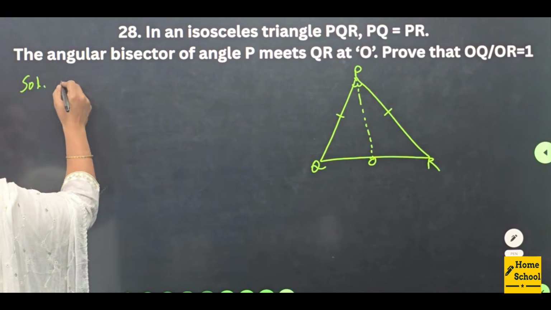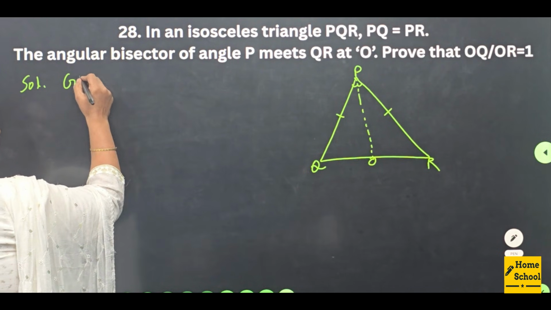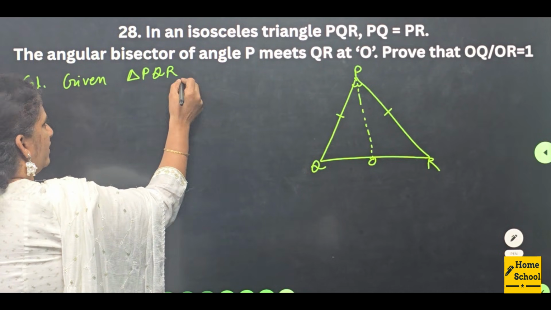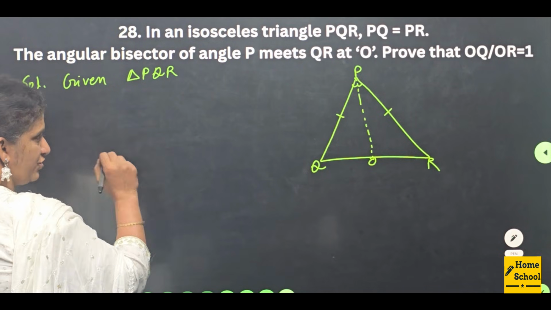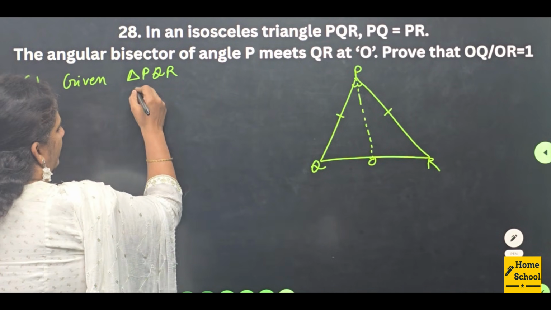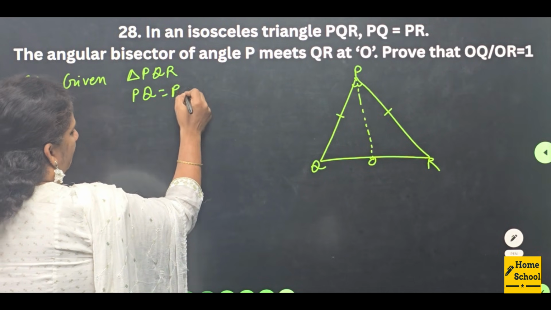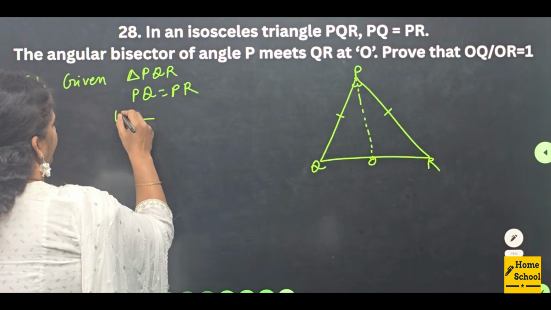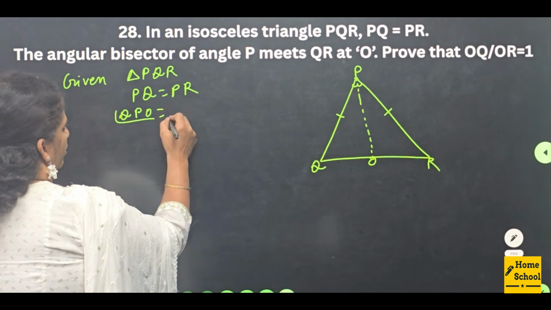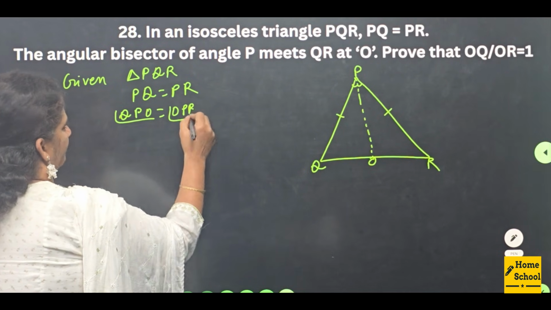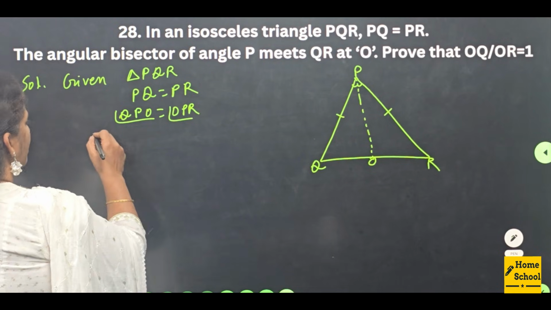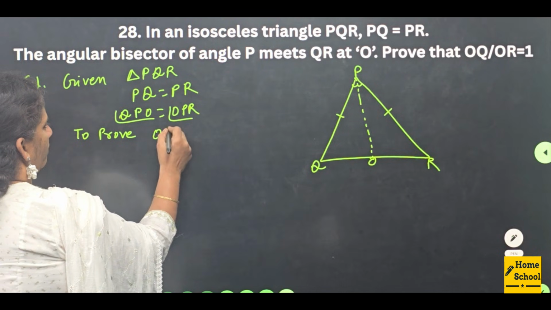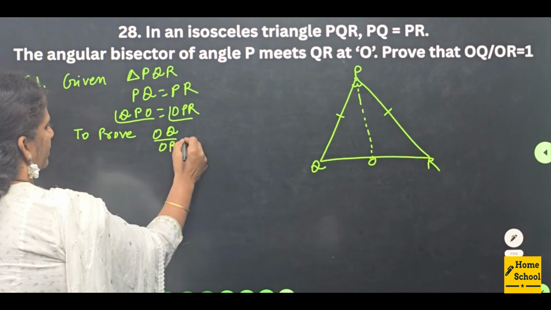Let us start solving this. Given, in triangle PQR, you can write PQR is an isosceles triangle. In triangle PQR, PQ is equal to PR. Angle P, what is this? Angular bisector given, right? Angle QPO is equal to angle OPR given. Angular bisector. What to prove? To prove OQ by OR is equal to 1.